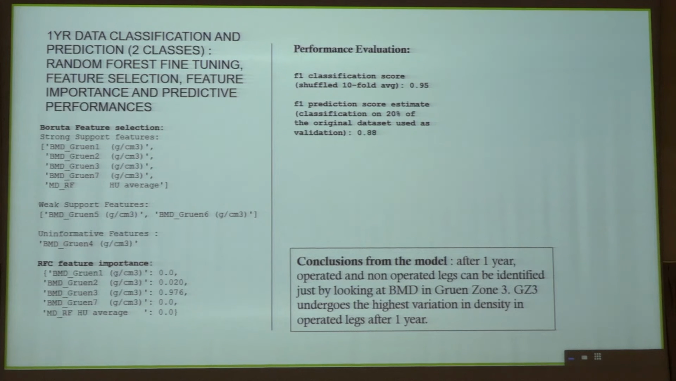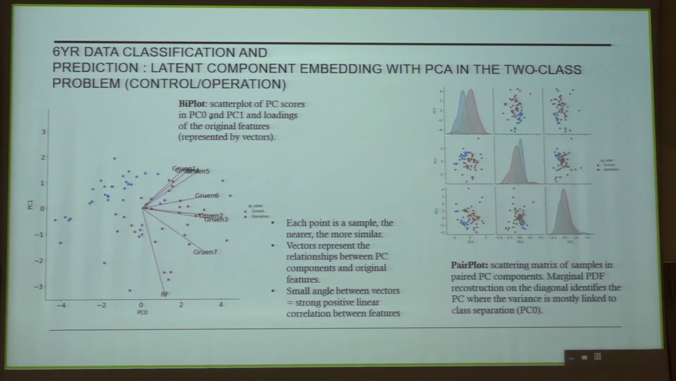We are able to see that all the variation, all the modeling after 1 year is focused in Gruen zone 3. Let's try to do the same. I'm going to be much quicker now that we understood how to read this graph. Let's try to do the same with the 6-year data set. As you can see, we have a little less sample.